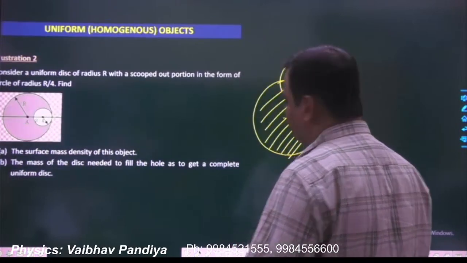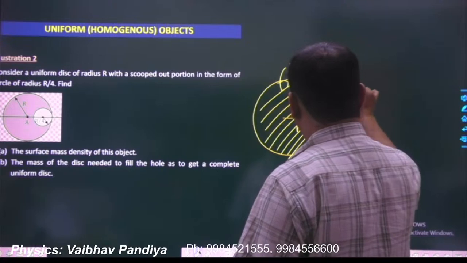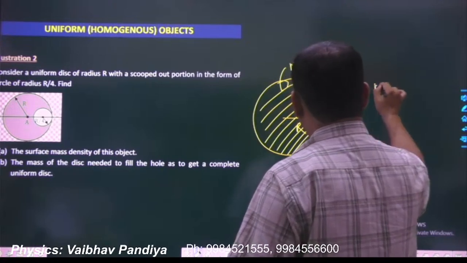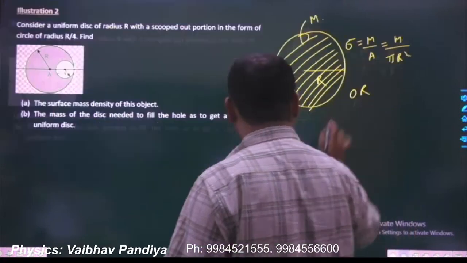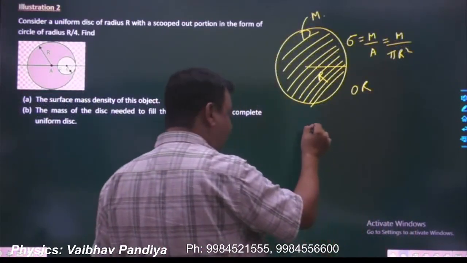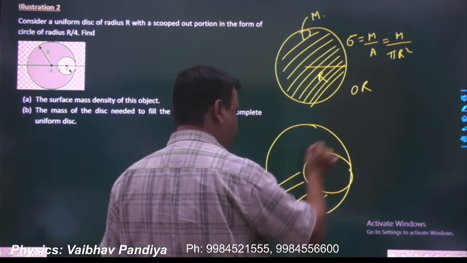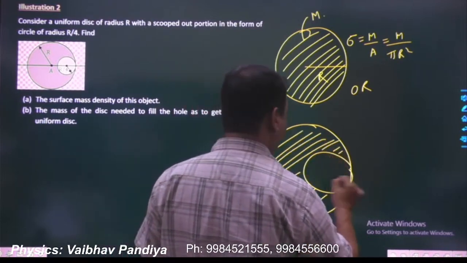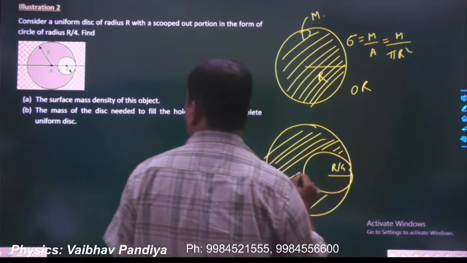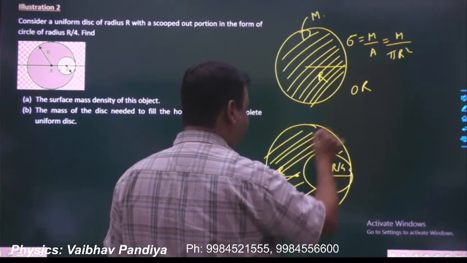So this is before making the cavity. In this case, if it is homogeneous, sigma will come to be m divided by a, that is m divided by pi r square. Or it can also be said that m is the mass of this object after making the cavity. It can also be said in the situation of the problem that it has a cavity of radius r by 4, and this has a radius of r. So this object has a mass m.